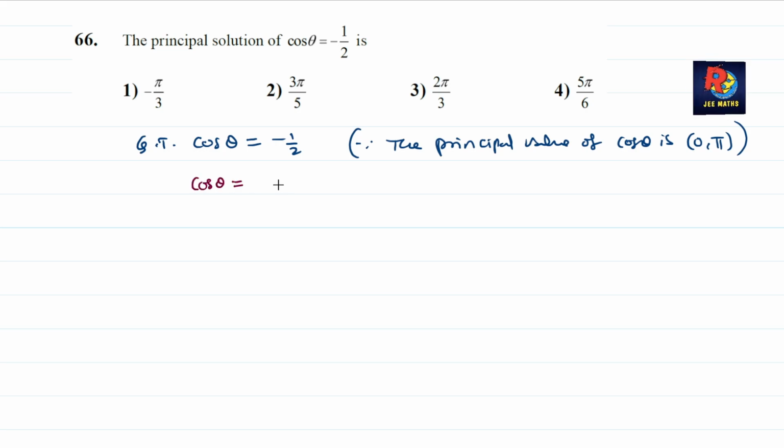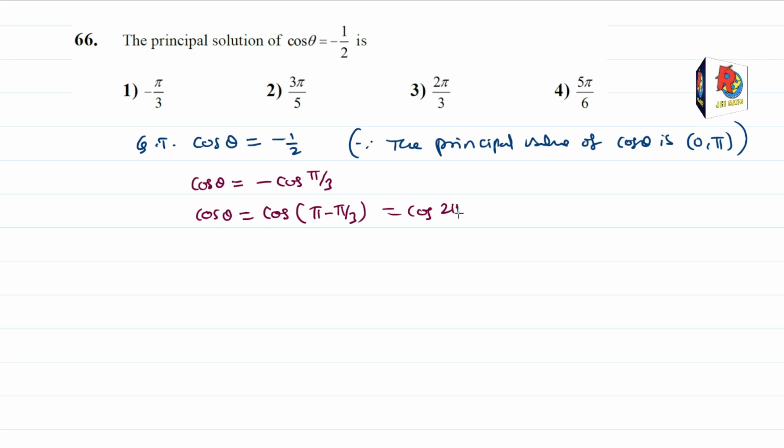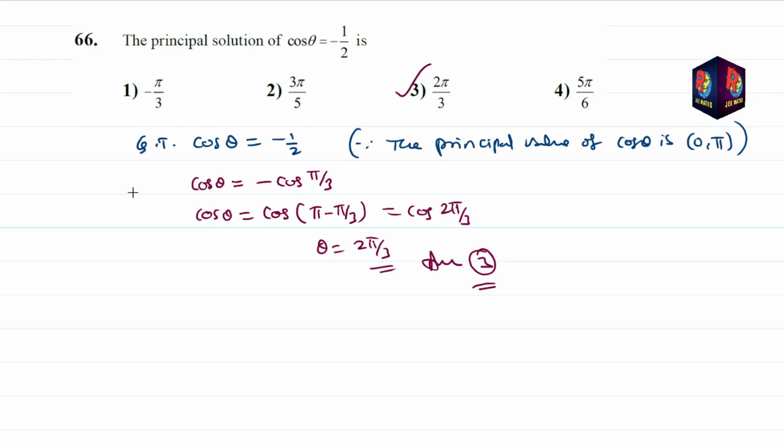Cos theta value is minus of cos pi by 3. Cos 60 degrees value is 1 by 2. So cos is negative in the second quadrant. So I can write cos of 180 minus pi by 3, second quadrant. So I can write cos 2 pi by 3. Therefore, the principal solution of theta equals 2 pi by 3 is the answer. So option 3 is the correct answer.